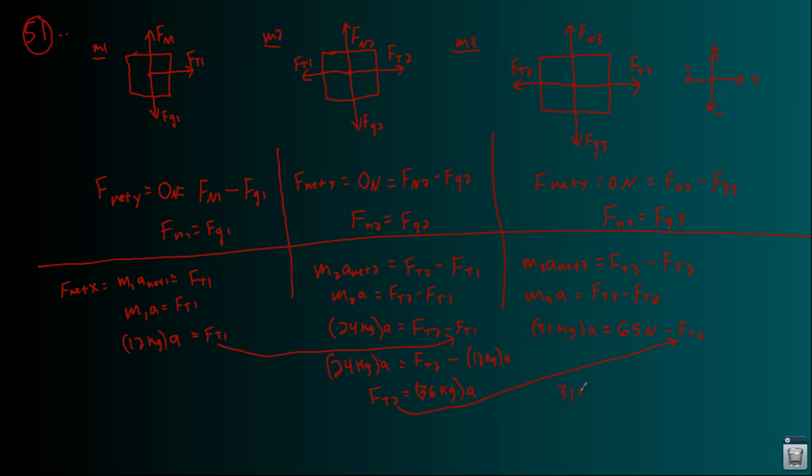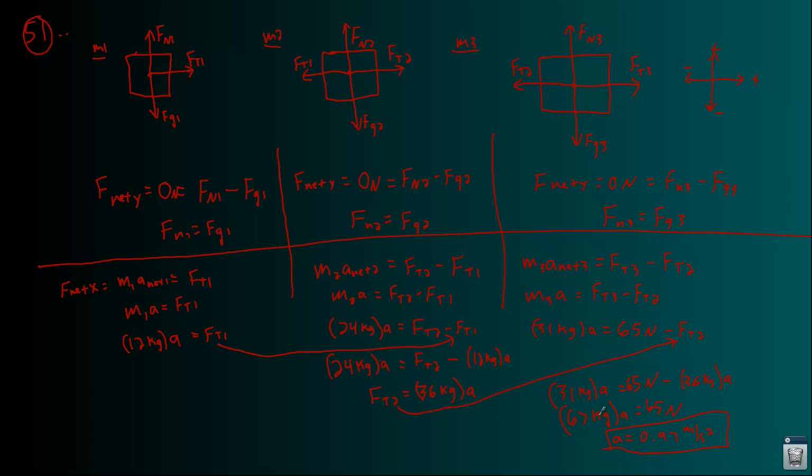31 kilograms A equals 65 newtons minus 36 kilograms times A. Let's combine our A terms, add 36 on both sides, and we get 67 kilograms times A equals 65 newtons. Divide the 67 on both sides. A equals 0.97 meters per second squared. That's the answer to part A, I believe.